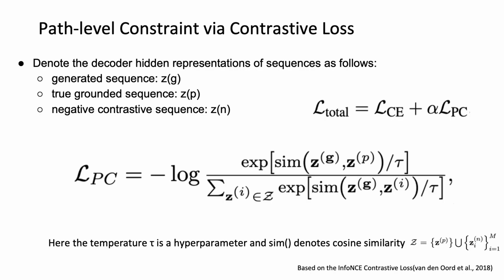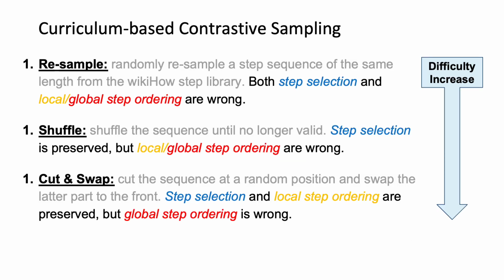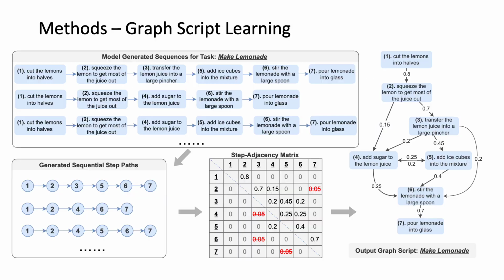Combined with basic cross-entropy loss, we introduce an additional path-level constraint objective via contrastive loss. The negative contrastive samples are generated and fed into the model based on increasing difficulty levels as training progresses. This is designed to gradually teach the model about step selection, local step ordering, and finally global step ordering.